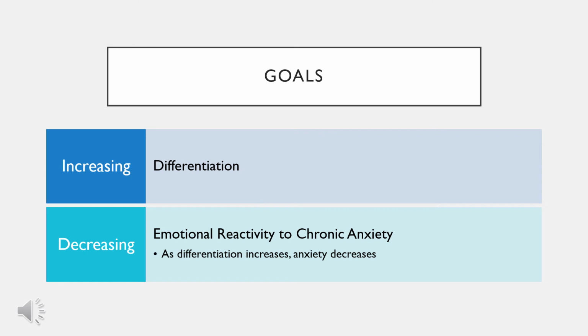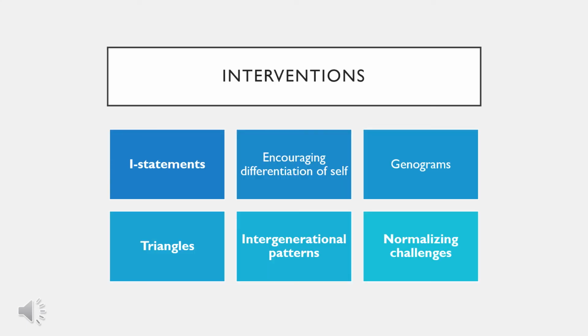Those are some of the goals that we can work on with clients, families and systems when we are working based on Bowen therapy or the Bowenian approach. Finally, what are some of the interventions in Bowenian therapy? The first one is the genogram that we already talked about.